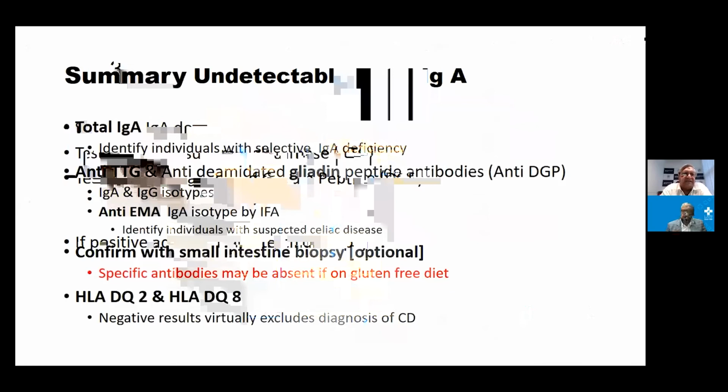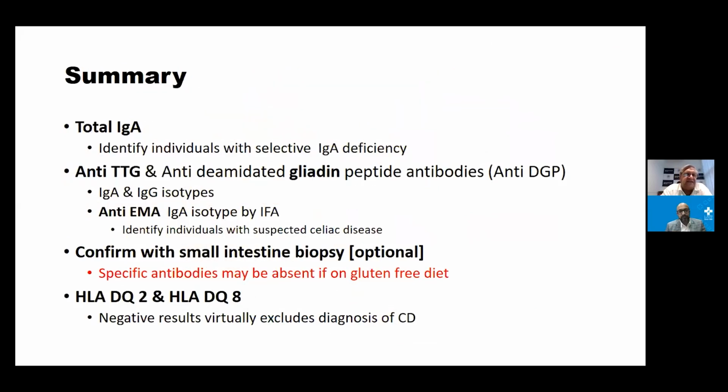In summary, total IgA is the first test we should do, because it will identify individuals with selective IgA deficiency, which is very common in persons with celiac disease. Then we should do anti-TTG and anti-deamidated gliadin peptide antibodies. Anti-TTG should be of IgA and anti-DGP should be of IgG. Or we can do anti-EMA of IgA by immunofluorescence. This will identify persons suspected of celiac disease. This can be confirmed, which is optional, by doing small intestinal biopsy.